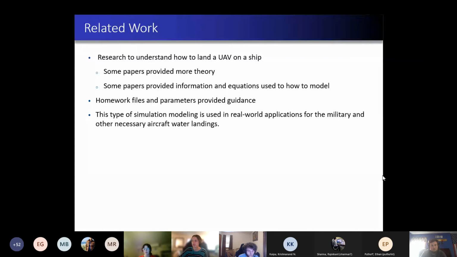For the research, we found a few papers that helped guide us through this project. Some of them provided more theory and some provided more specific information and equations that we were able to use to model. We also used the homework autopilot assignment to model basically the entire UAV. And this has real-world applications for the military and other aircraft, water landings, and things like that.